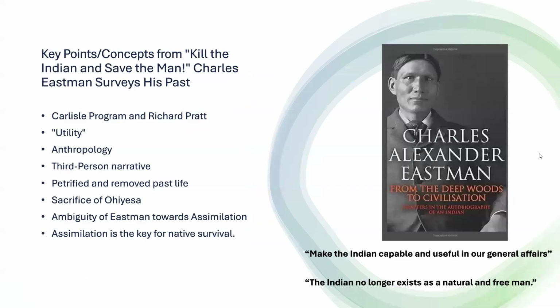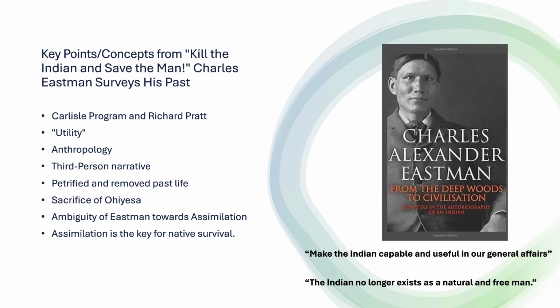First, we're going to break down Kill the Indian and Save the Man: Charles Eastman Surveys His Past. There are a few ideas that surround this text. The central idea of this paper is that Eastman is actively distancing and petrifying his past self, his younger self, the younger boy, Oyesa. There are a few other ideas that go along with this text.